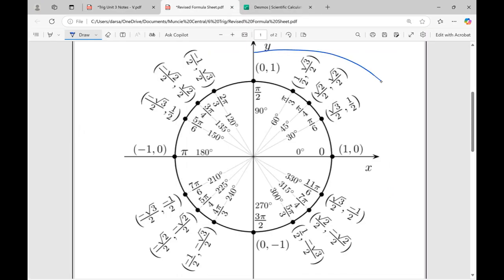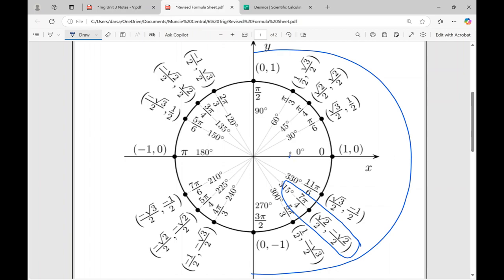What is sine inverse of negative square root of 2 over 2? Again, you're going to look in this half of the unit circle. Where in this half of the unit circle is sine negative square root of 2 over 2? Well, right here at 7 pi over 4.